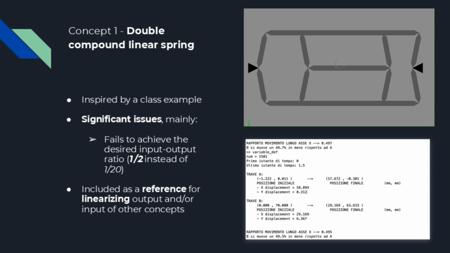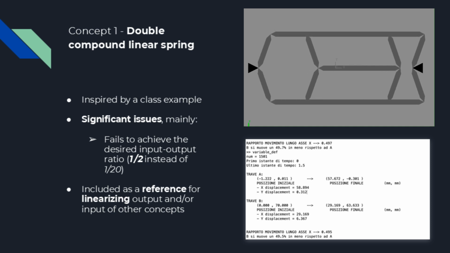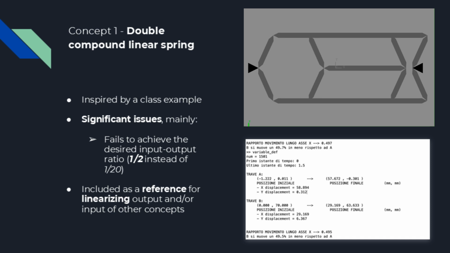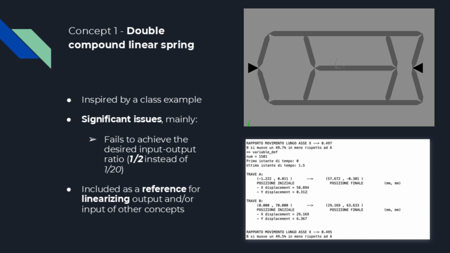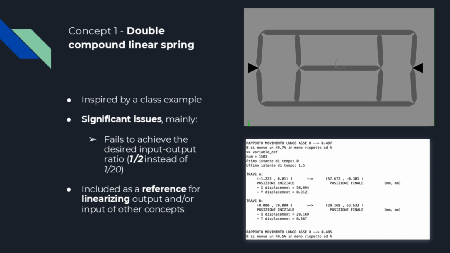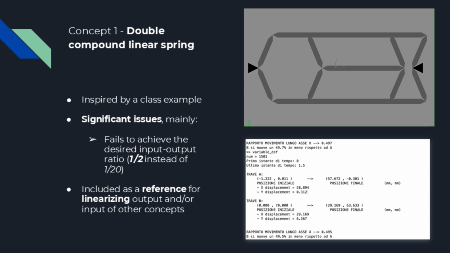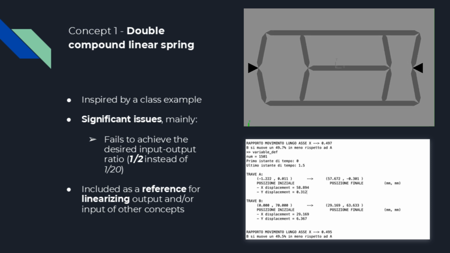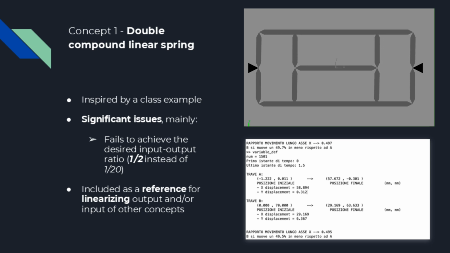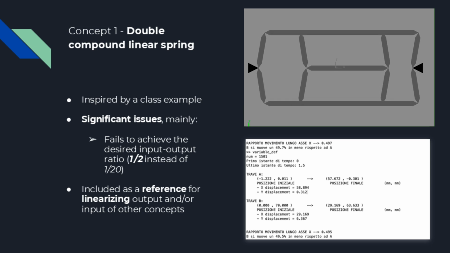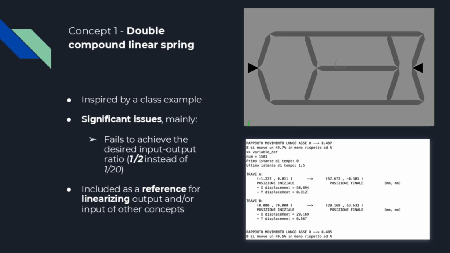This concept is the double compound linear spring, and it was inspired by an example presented during class. It presented numerous issues, the most significant being the failure to achieve the desired input-output ratio, delivering only a half instead of the target 1/20. However, we included this concept as it will be used later to linearize the input and the output of other concepts.